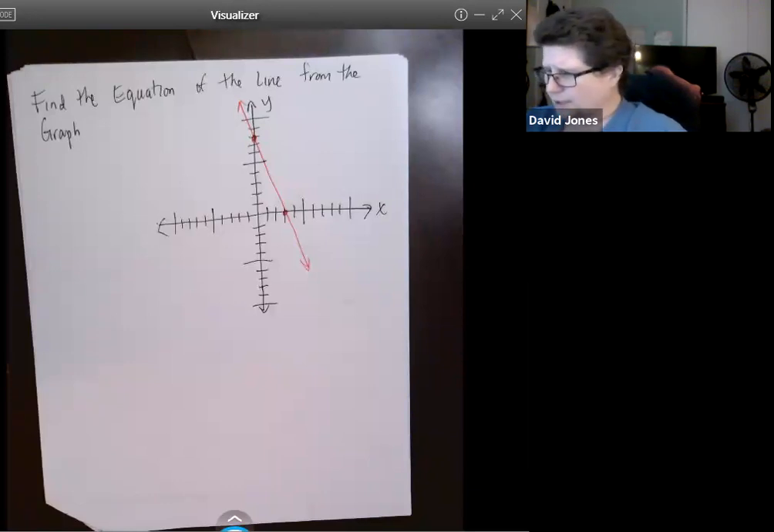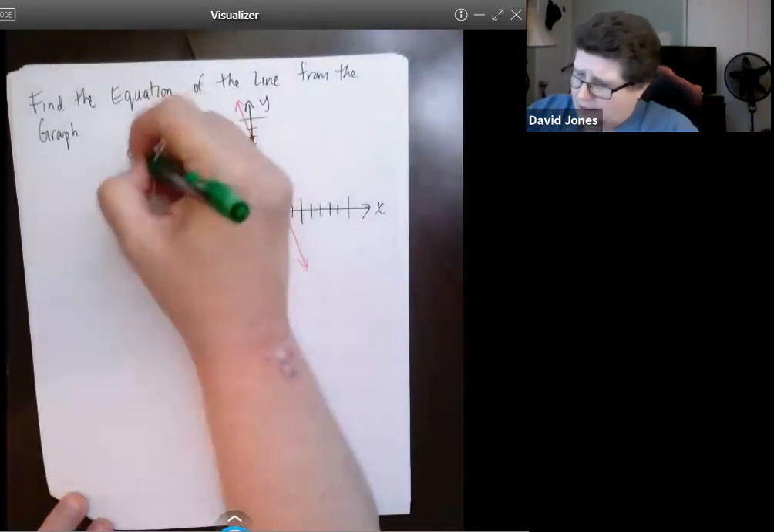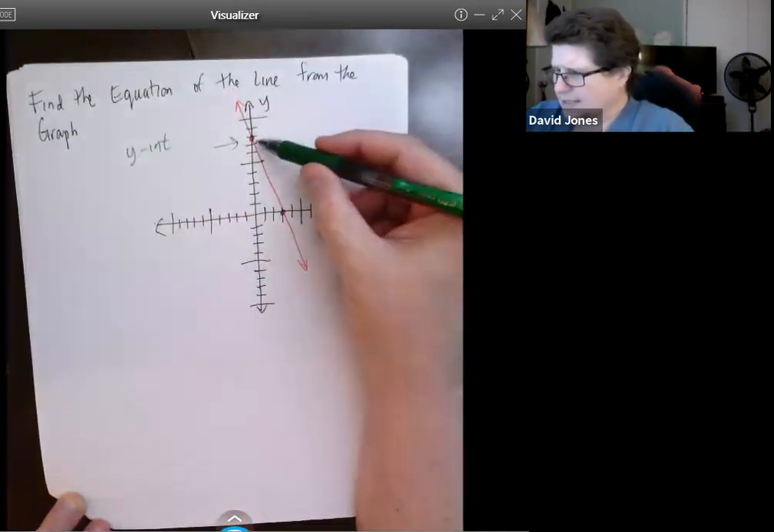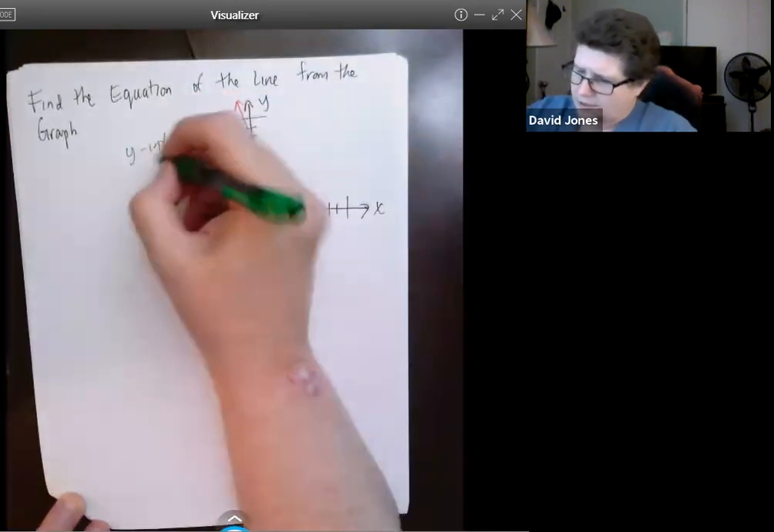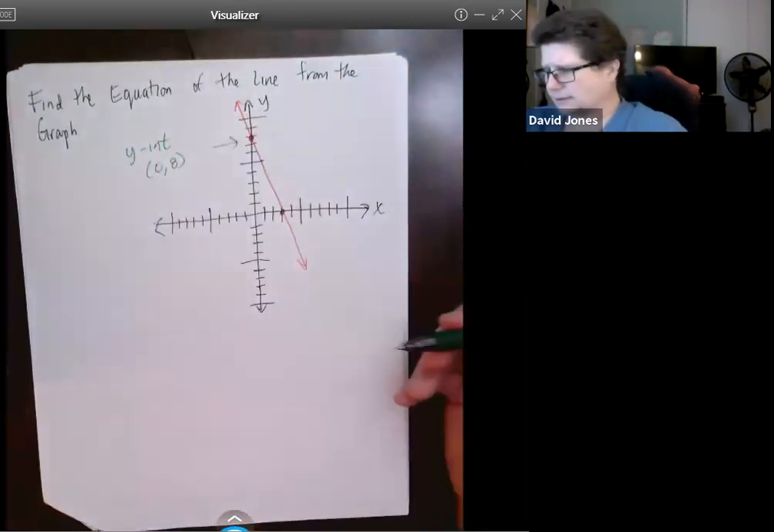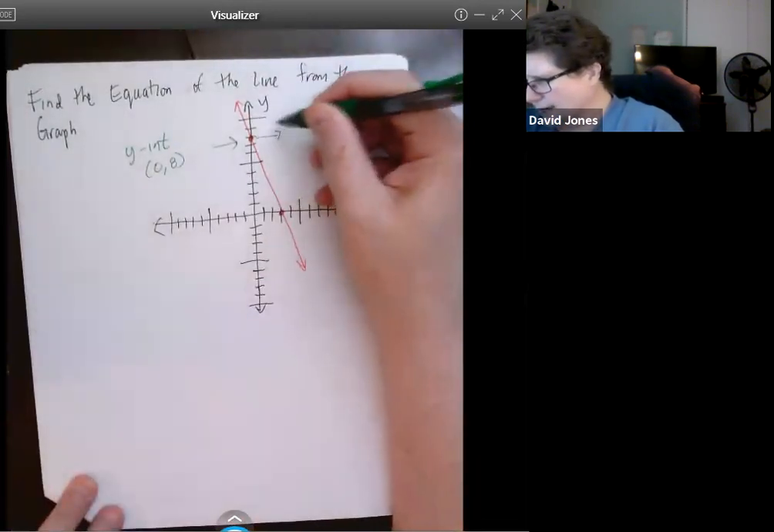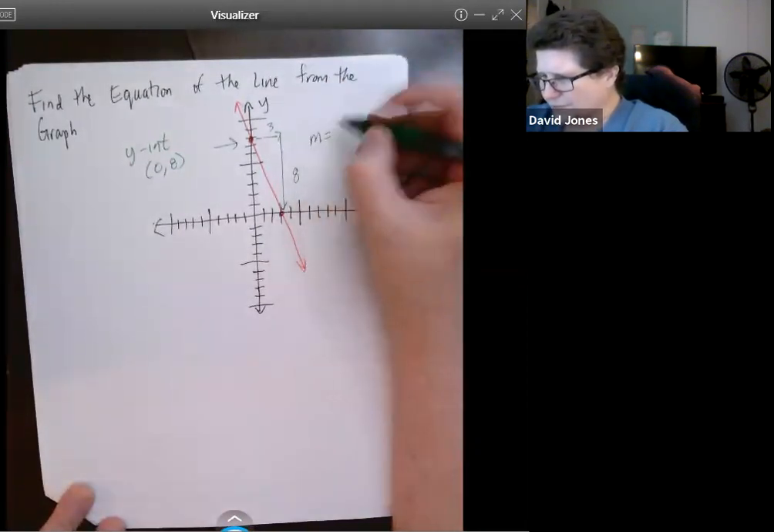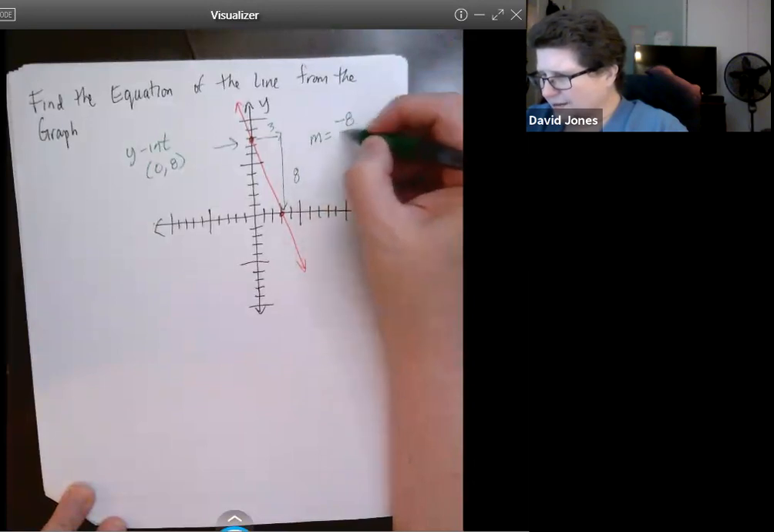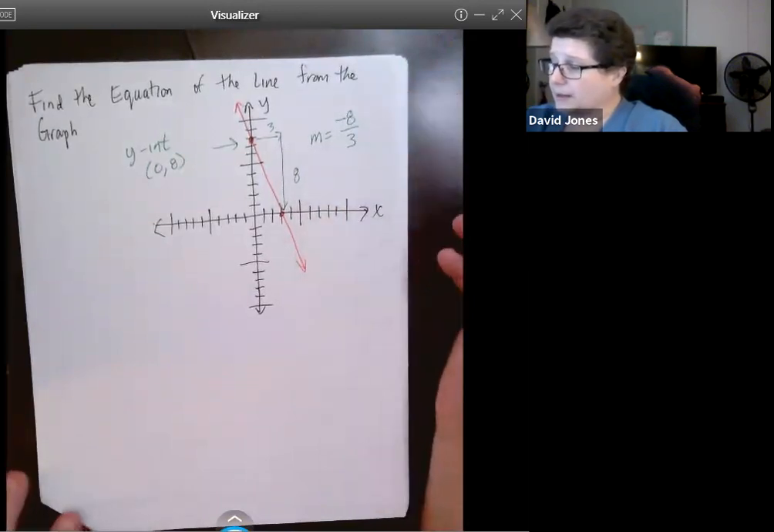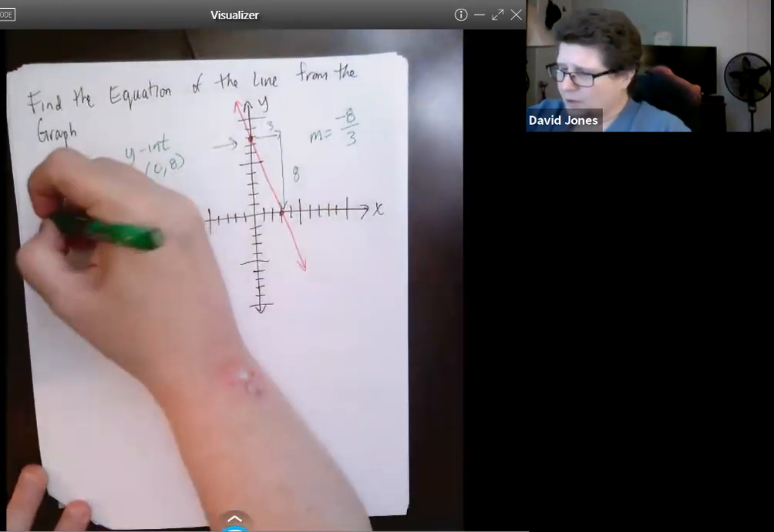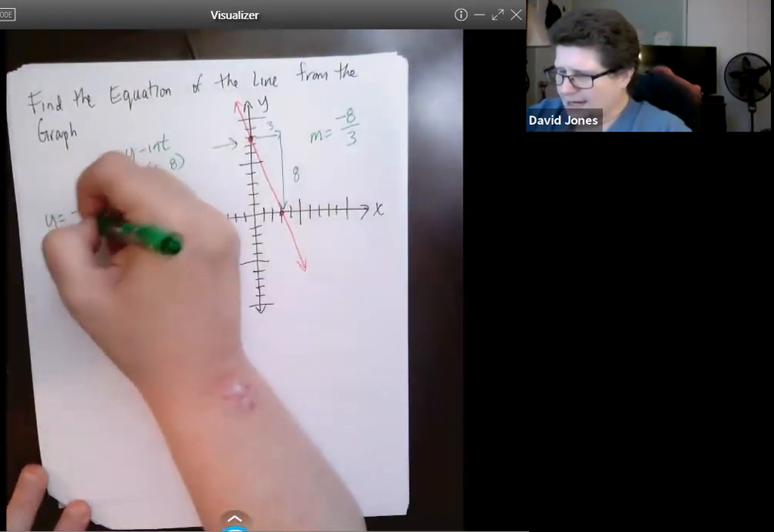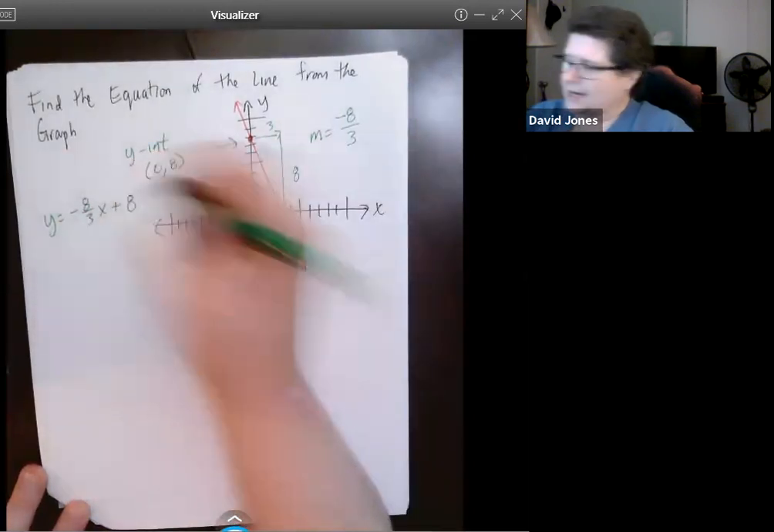All right, so it looks like the y-intercept is right here. The line is crossing the y-axis at 8. The y-intercept is 0, 8. And it looks like I'm going right 3 and down 8. So rise over run, we have a rise of -8, a run of 3. If I put that into an equation, I get y equals -8/3 x plus my y-intercept, 8.